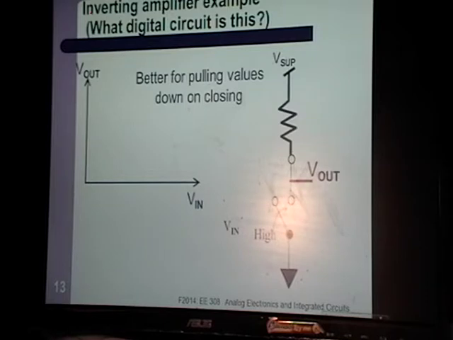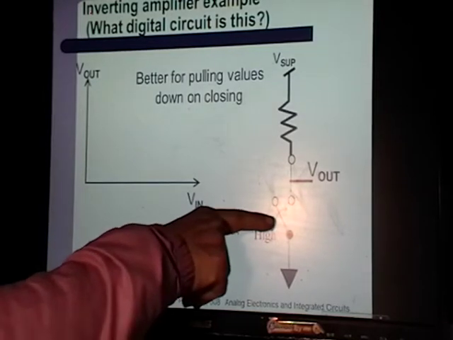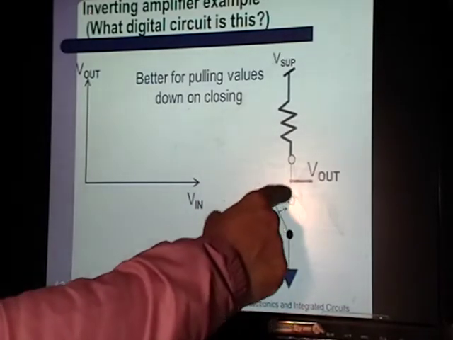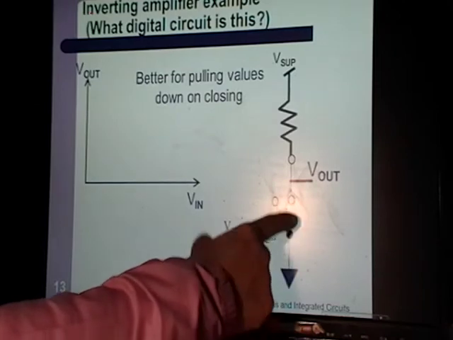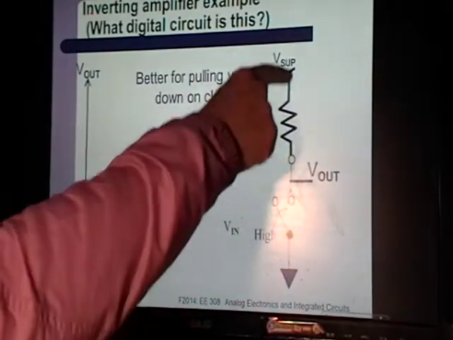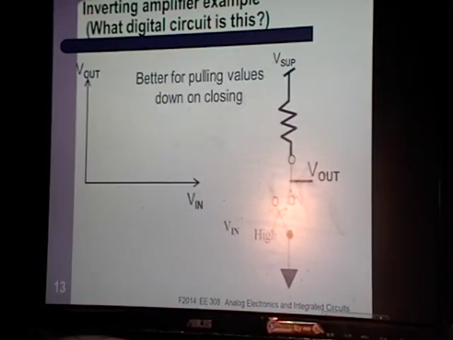Here we've got a switch that closes on high, which means when you give it a high voltage on a third terminal here, this connects these two wires and basically connects V out to ground. When this is open, it cuts this wire, and now basically V out is connected to the supply through a resistor. So when you're trying to figure out what a circuit does, it's always good to look at the extremes.